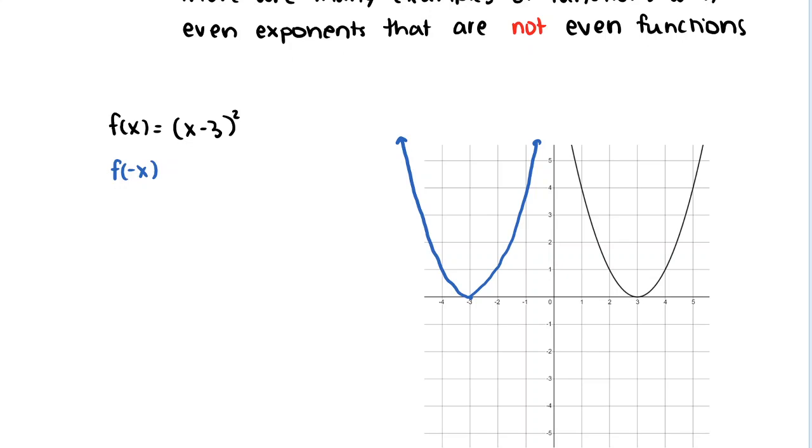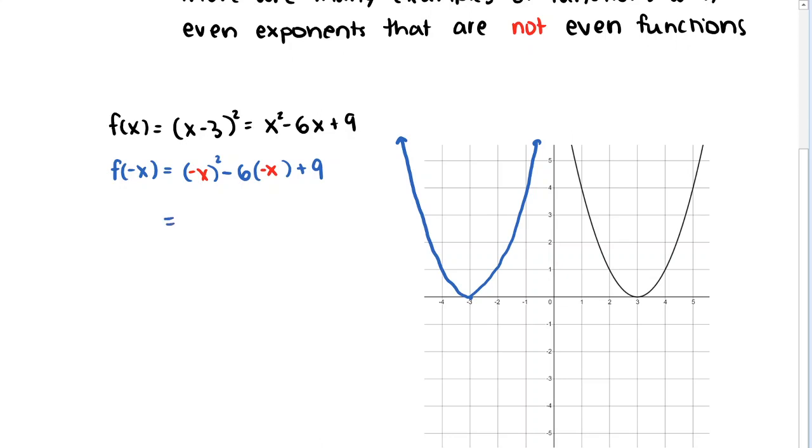So this f of x function is not even, but if we simplify, we get x squared minus 6x plus 9. If I replace my input x with negative x, in other words, I'm squaring my input negative x, I have minus 6 times negative x, and I add on 9 at the end. So I take my f of x function and replace its input with negative x.